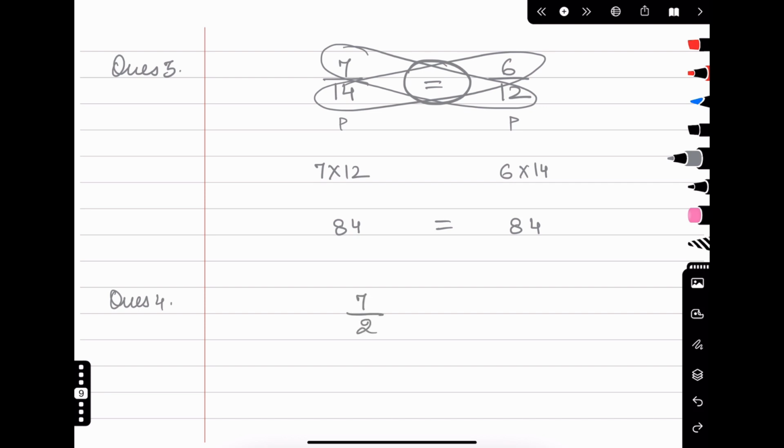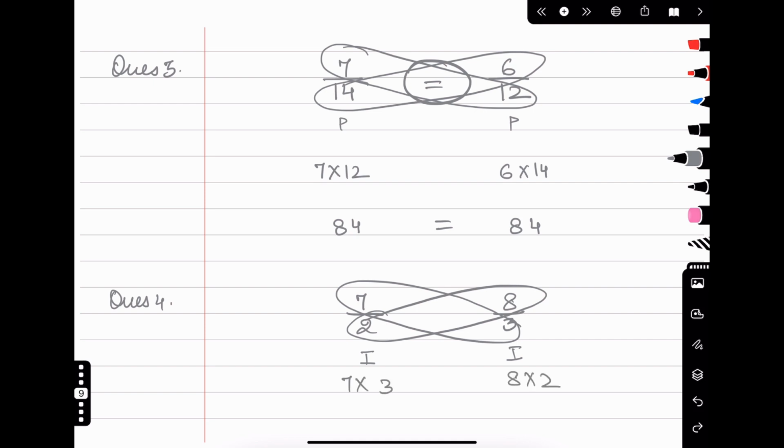Next question is 7 by 2 upon 8 by 3. In this case, both the fractions are improper because the numerator is greater than the denominator. Now, our cross method, 7 is already there, 3 will come up. 8 is already there, 2 will come up. 7 into 3, 21. 8 into 2, 16. Which is greater? 21 is greater. Left side fraction. So, here also the left side fraction will be greater.